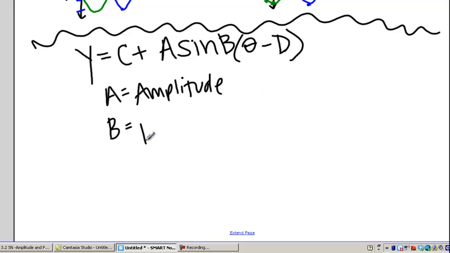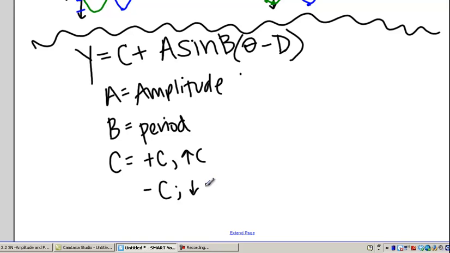Okay, B is the period. Again, this is a review from yesterday. This is the stretch or compression horizontally. So if you don't remember that or you didn't take good notes, write that down there. C: if it's plus C, you move up C units, and if it's minus C, then you go down C units. So that's a vertical shift.